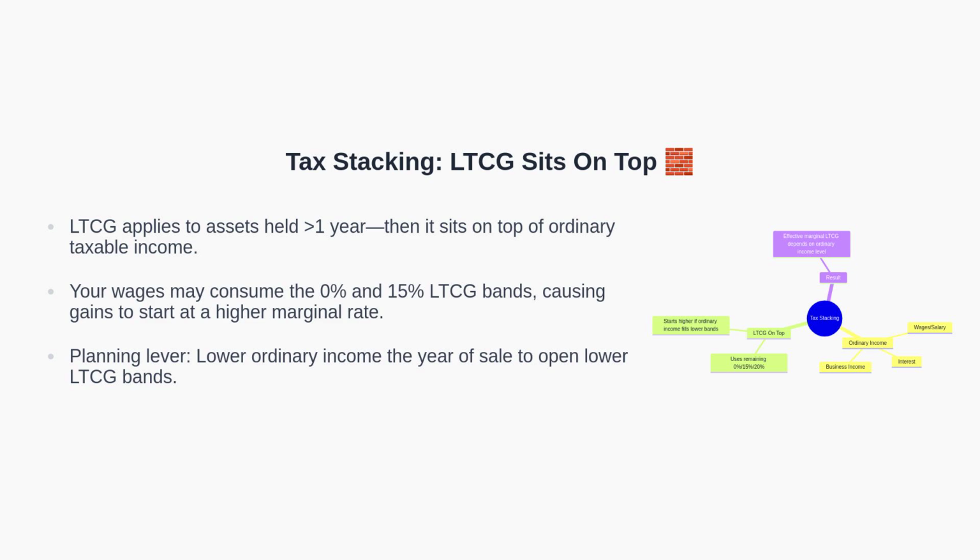Moving on, long-term capital gains stack on top of ordinary taxable income. Long-term treatment applies when you hold an asset for more than 1 year. If your wages, interest, or business income already occupy the lower capital gains bands, your additional gains may be taxed starting at a higher marginal rate. A useful planning lever is to reduce ordinary income in the year of the sale, when feasible, to open up lower long-term capital gains bands and reduce your marginal rate on the sale.